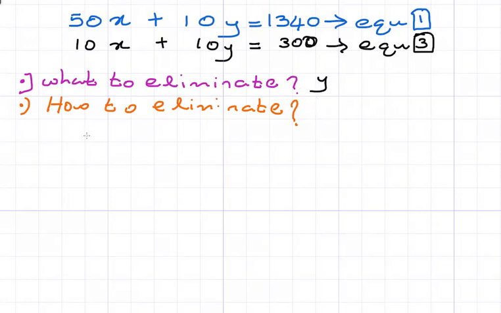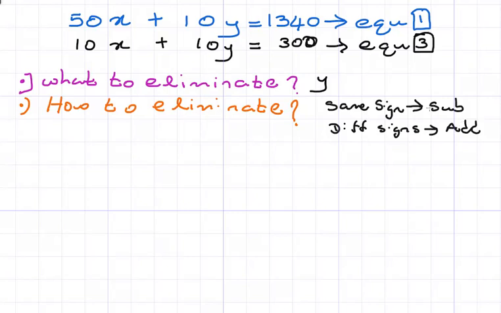The rule is, if it's the same sign, you subtract. And if it's different signs, you add. Now, what does this mean? Okay, let's look at what this rule means. Now, what's the letter you're trying to eliminate? The letter you're trying to eliminate is y.